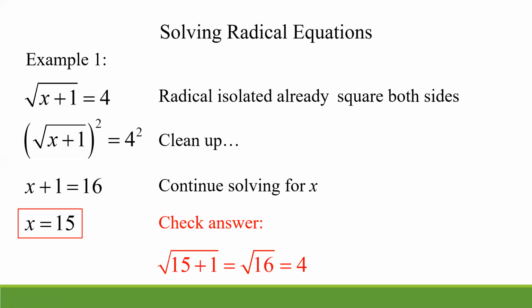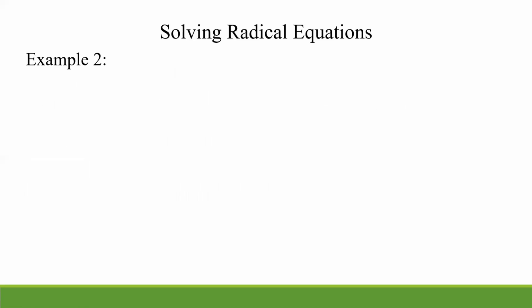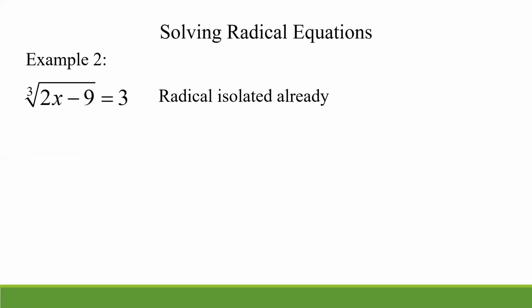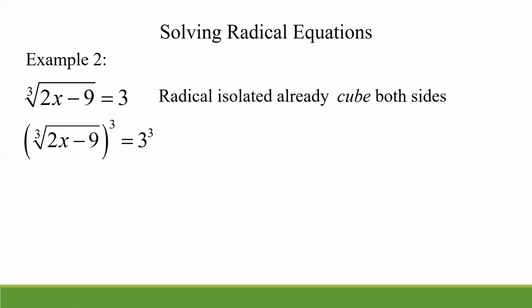Let's take a look at another example. So now we have a cube root, but again, it's already isolated. This time, instead of raising it to the second power, we need to raise it to the third power, which we call cubing both sides. So again, it'll look like this, the third power on both sides. We're going to clean it up again. The cube root and the cube cancel each other out on the left. So we have 2x minus 9 equals 27, 3 times 3 times 3.